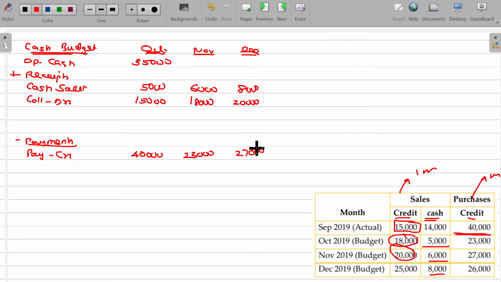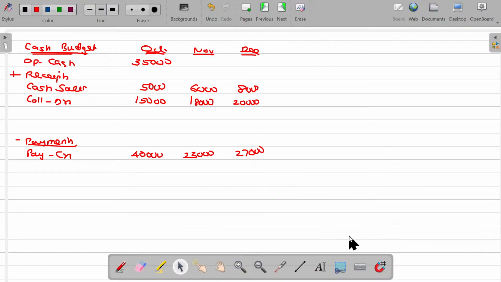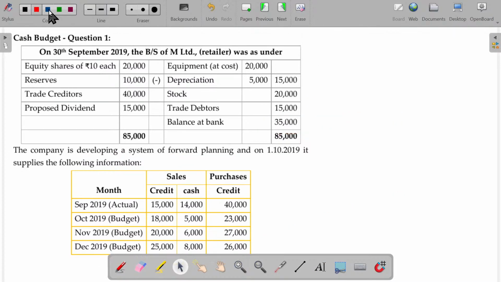Hope you will now be able to understand all these things. Clear? Very simple. See, as there is 1 month delay, you can cross verify. The sales in September remain unpaid by the end of September. Am I right? By the end of September, this 15,000 remains unpaid, means it remains as debtors, like in the balance sheet. Similarly, September month purchases remain unpaid by the end of September. See? For the cross verification.